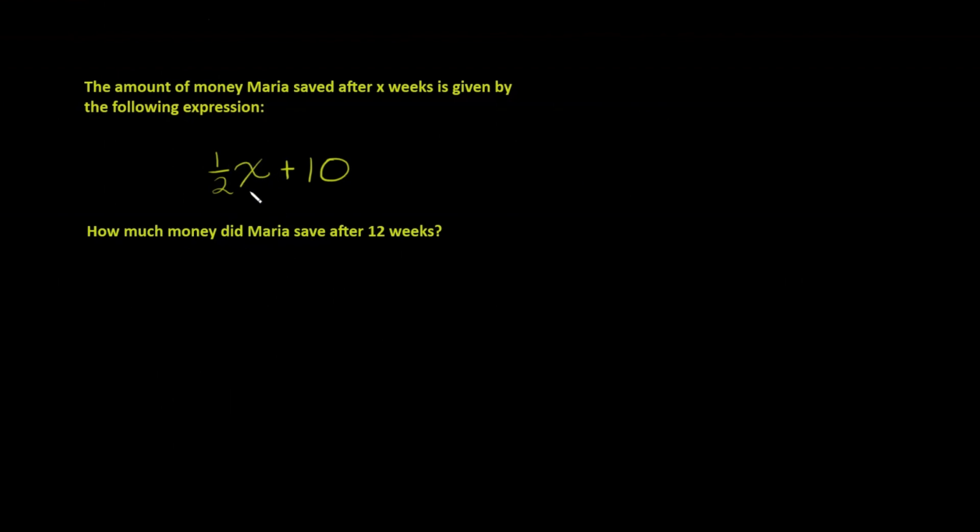If it was 1 week, x would be 1, and so on and so forth, right? If x was 3, there would be 3 weeks that have passed. So here there are 12 weeks that have passed, and we want to know how much money she saved. So let's just plug in 12 for x here. So we'll rewrite this expression as x equals 12.